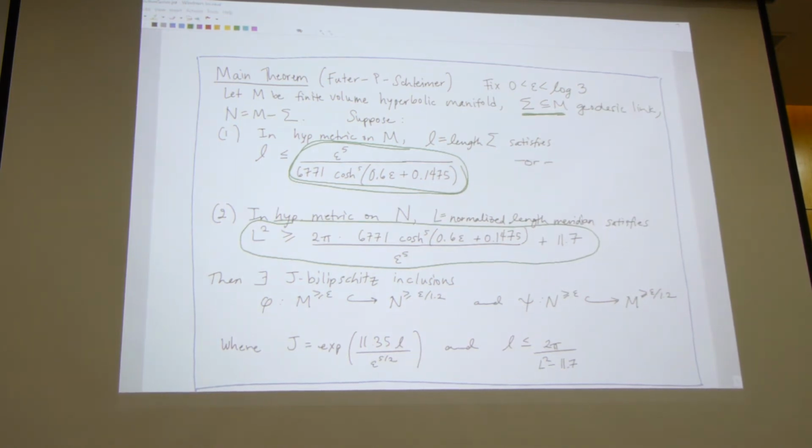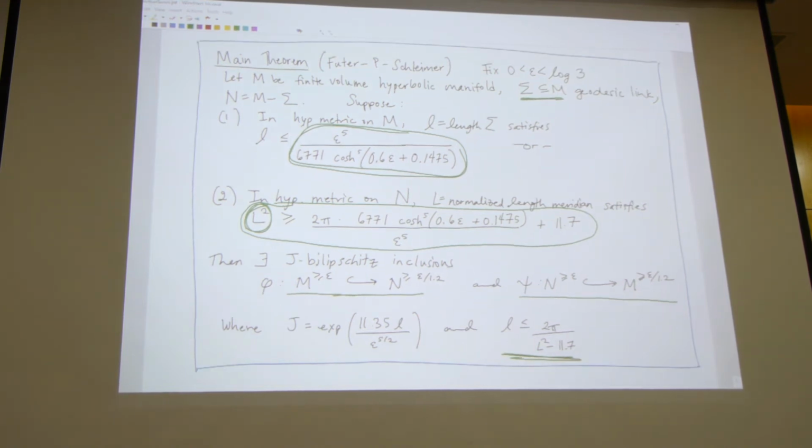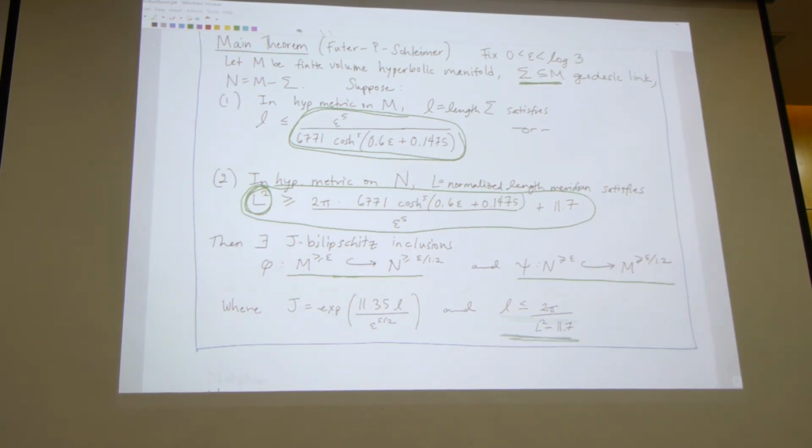Then in that case, there will be a J-bi-Lipschitz inclusion from the thick part of M into the thick part of N, and vice versa, where J now is a function of your L and your epsilon. You can redo this theorem to take this for any J. You just have to change the hypothesis a bit. And in the case that you were looking at large meridian length, you also get bounds on the curve when you're done. Okay, so that's the statement.